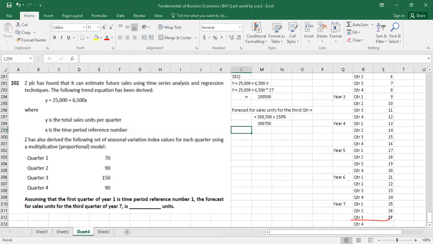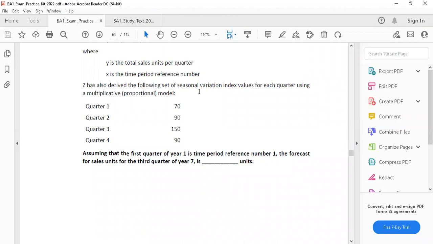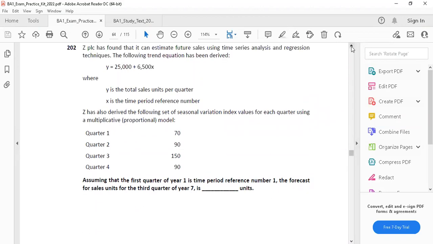Okay, so that's it. That's the last question in the exam kit. So this is question number 202, which is the last question. Okay.